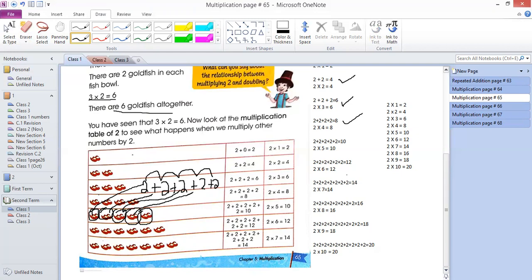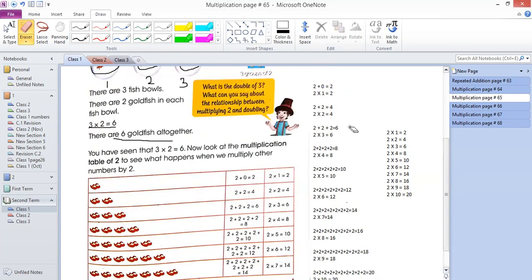Or simply what I can do, I can simply multiply 2 by 5. It is also equal to 10. Why 2 by 5? Because there are 2 fishes in each group and such 5 groups are there. So 5 times 2 is equal to 10. Up to here everything is clear, guys? Yes, sir. Very good. So let's revise the table of 2 from 1 to 5. So we have learnt that 1 times 2 is equal to 2.